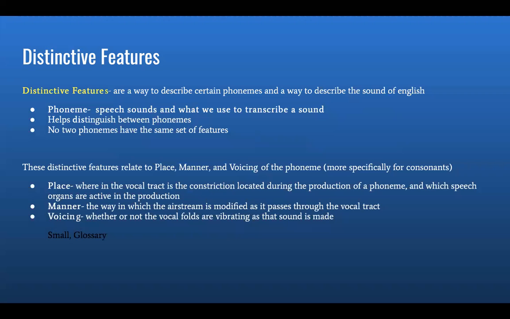Distinctive features can also be related to place, manner, and voicing of a phoneme. We use place, manner, and voicing more specifically when we're discussing consonants. Place is where in the vocal tract the constriction is located during the production of a phoneme, and which speech organs are active in that production. Manner is the way in which the airstream is modified as it passes through the vocal tract. And voicing is whether or not the vocal folds are vibrating as that sound is made.